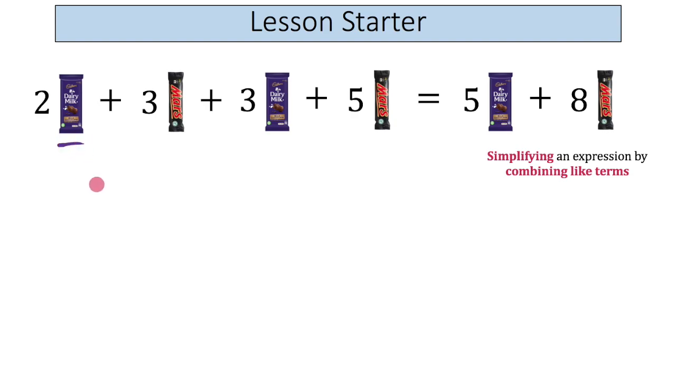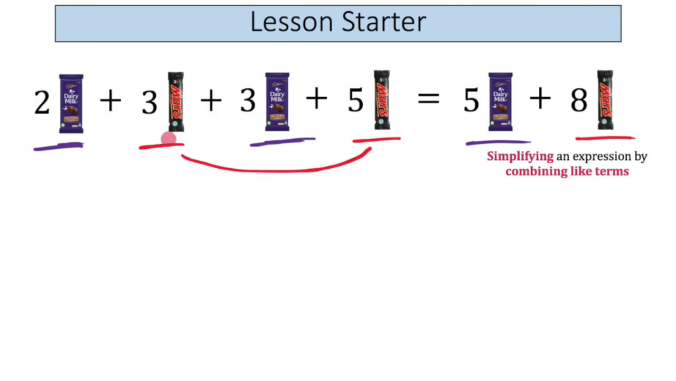Obviously, when I have blocks of chocolate and blocks of chocolate, I can add these together. So 2 plus 3 is 5. And that's how I got this 5 right here. So too, I got both of my Mars bars. I have 3 Mars bars over here. I have 5 Mars bars over here. And I add them together and I got 8 Mars bars. So what we could say is that these right here are like terms. And so too this and these are like terms.